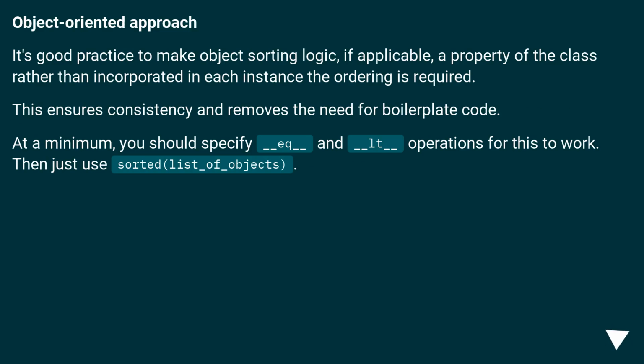Object-oriented approach. It's good practice to make object sorting logic, if applicable, a property of the class rather than incorporated in each instance where the ordering is required. This ensures consistency and removes the need for boilerplate code. At a minimum, you should specify __eq__ and __lt__ operations for this to work. Then just use sorted(list_of_objects).